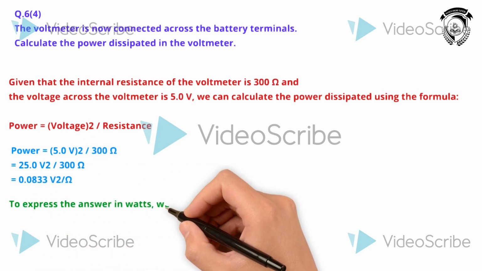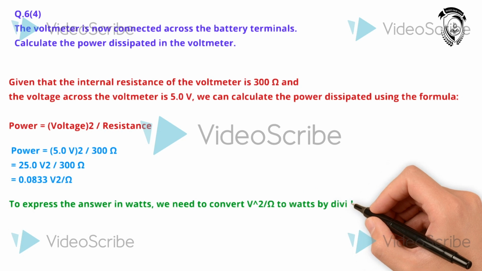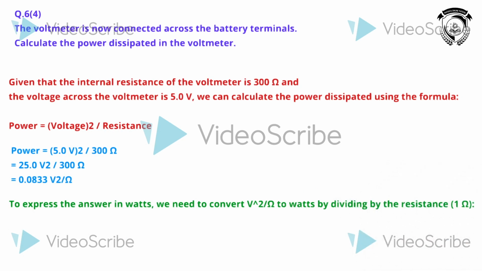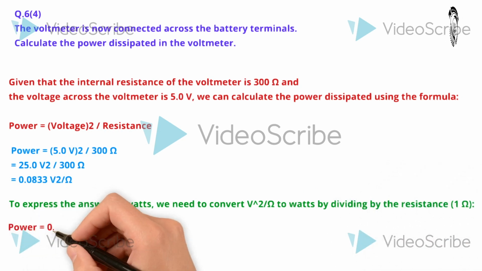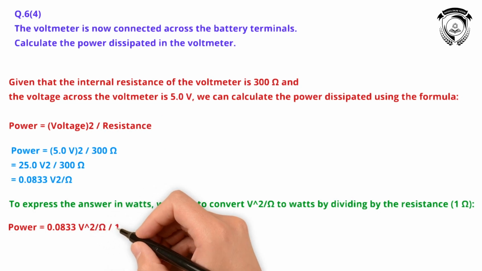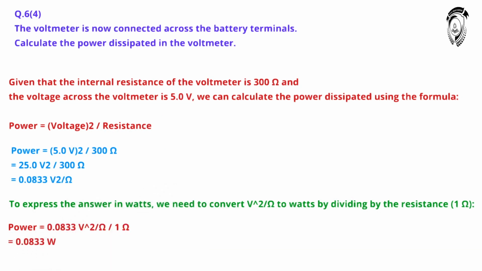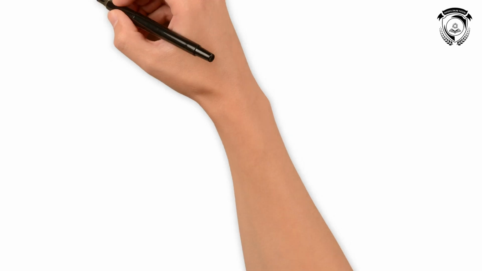Substitute the values, you will find the answer for the power, which is equal to 0.0833 V² over ohms. Converting it to watts, you just have to divide it by 1. So therefore, power is equal to 0.0833 watts.